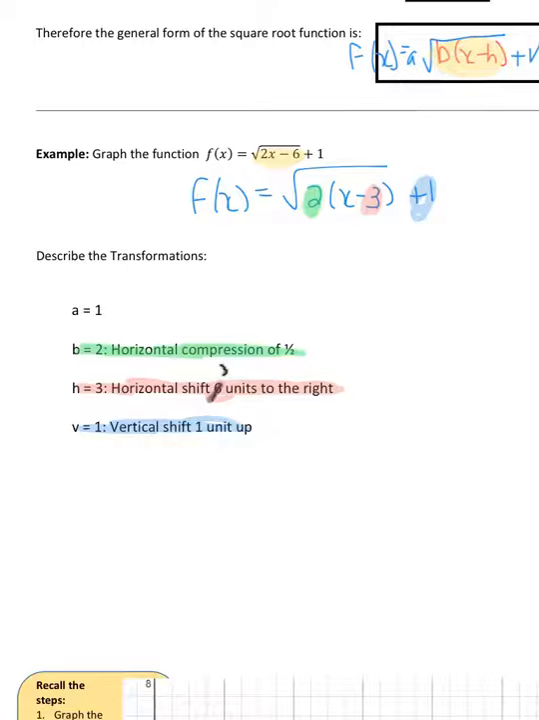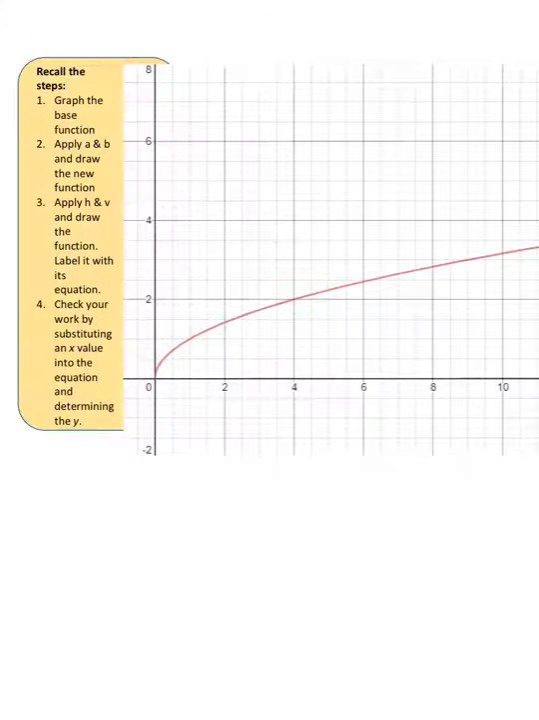If you did not factor inside the square root, you still would have had the correct b value and the correct v value. However, you would have had an h value of 6. So your graph would have moved 6 spaces instead of only 3 to the right. So now we are ready to graph this function.